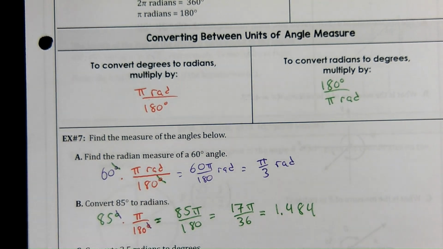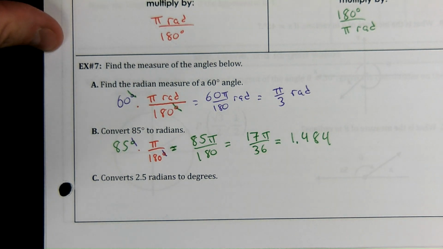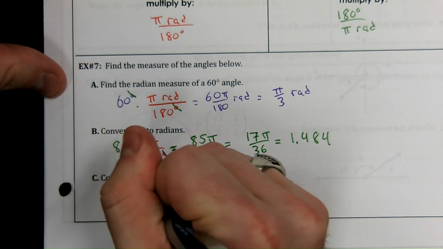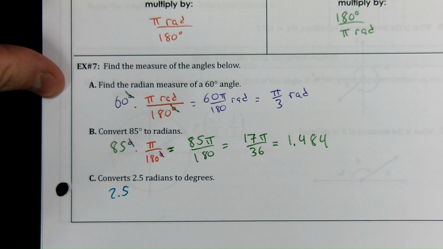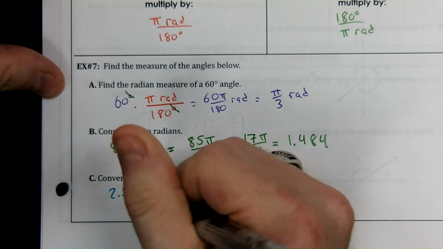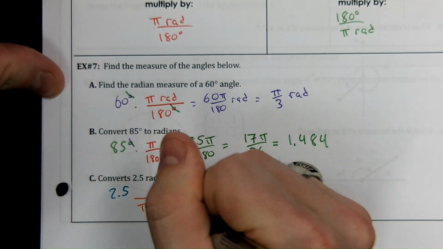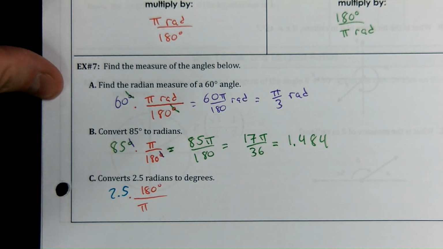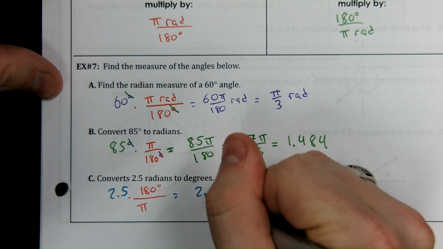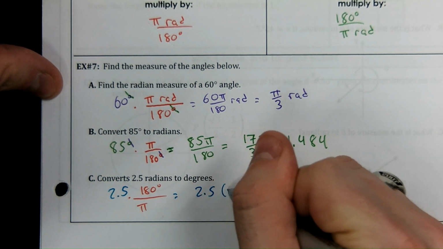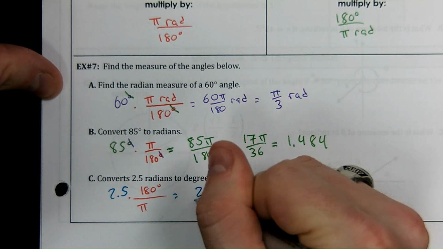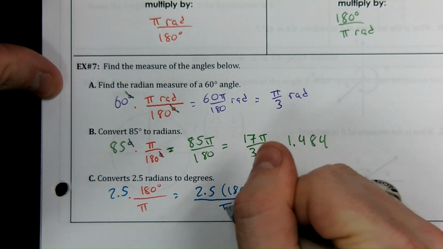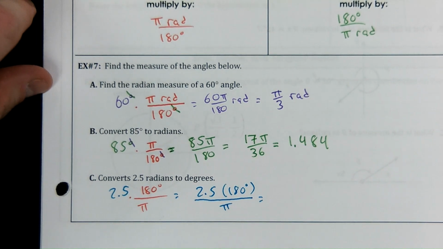This last one, converting radians to degrees. Well, I've got 2.5 radians, and I don't even have to write rad. If I'm trying to get rid of rads, I need rads on the bottom. That means I need 180 degrees on top. And I have no clue what this number is, so I'm going to grab a calculator. But I can estimate it.